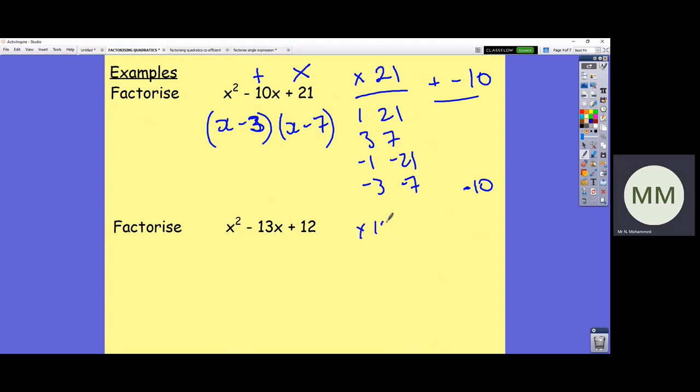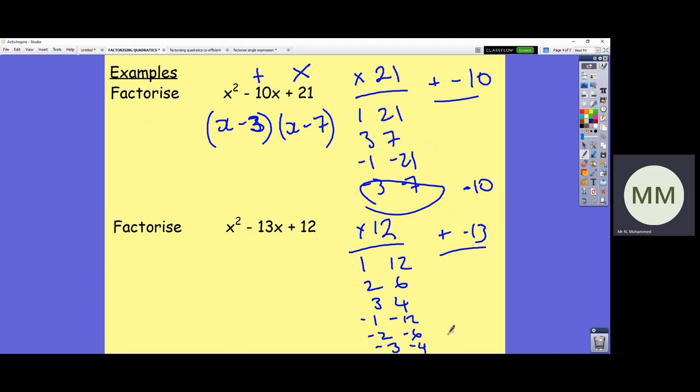Next question, they multiply to give me 12 and they add to give me minus 13. So I've got 1 and 12, 2 and 6, 3 and 4. Then the negatives of these. So minus 1, minus 12, minus 2, minus 6, minus 3, minus 4. And I should have circled that. I'll circle this one here because minus 1 and minus 12. My circling is a waste of my writing. X minus 1, X minus 12. That would be my answer, and that would be that question factorized.